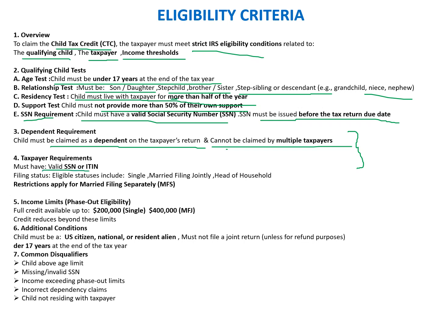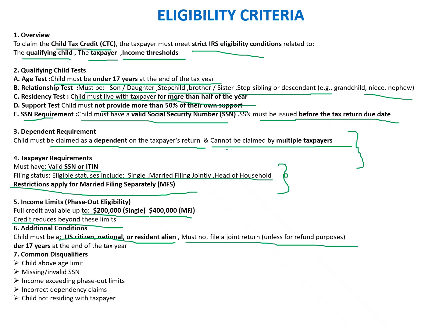Taxpayer requirement: must have a valid SSN or ITIN. Filing status: eligible statuses include single, married filing jointly, and head of household. So it is not available if the status is married filing separately. Restrictions apply to married filing separately. Income limit: the full credit is available up to 2 lakh for single and 4 lakh for MFJ. If the income is beyond 2 lakh for single or 4 lakh for MFJ, then the credit reduces beyond these limits. Additional conditions are that the child must be a US citizen, national or resident alien, and must not file a joint return unless it is for refund purposes, and must be under 17 years at the end of the tax year.